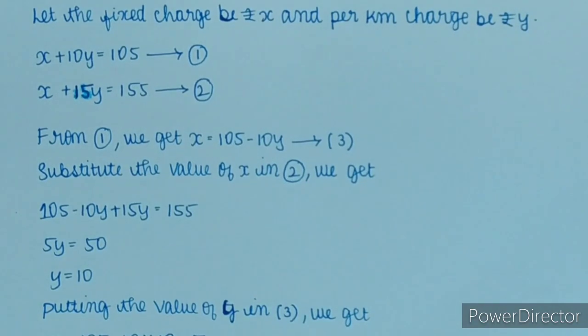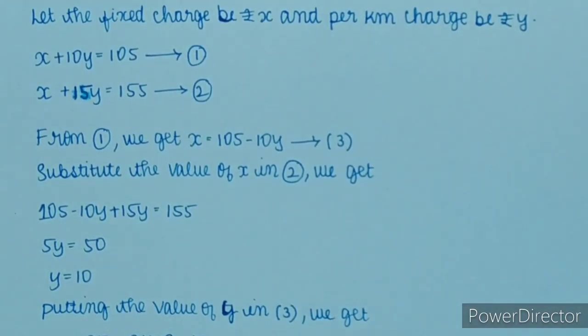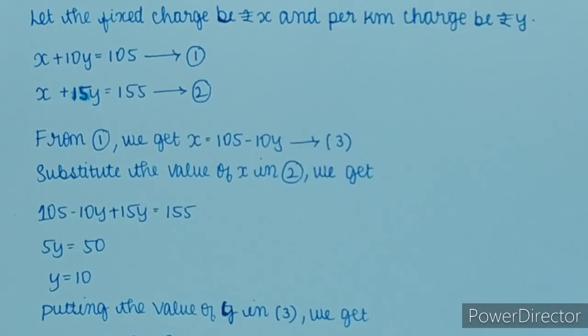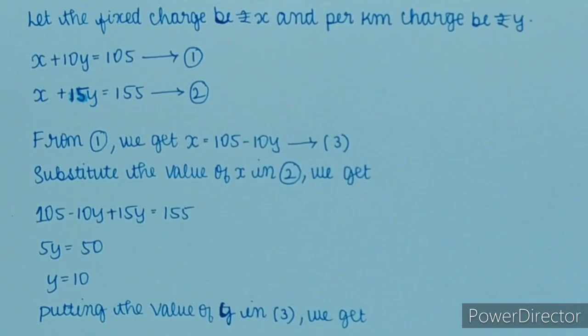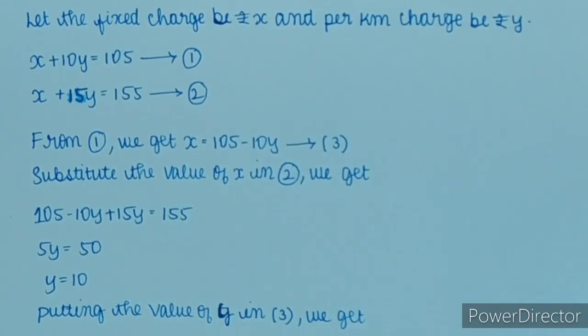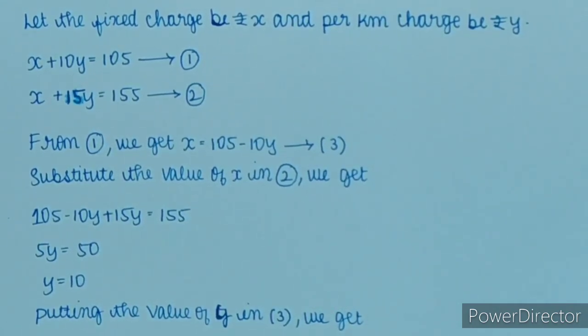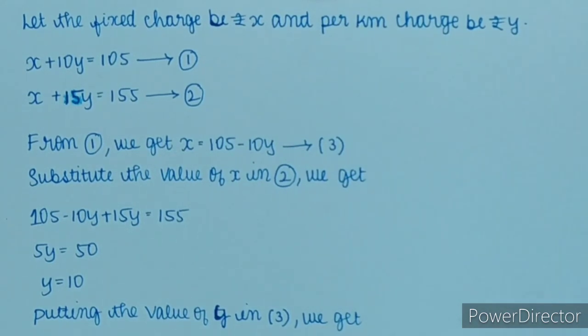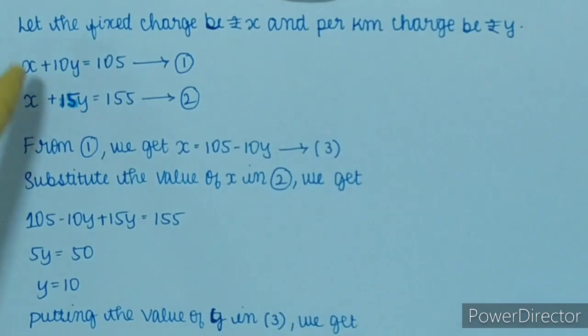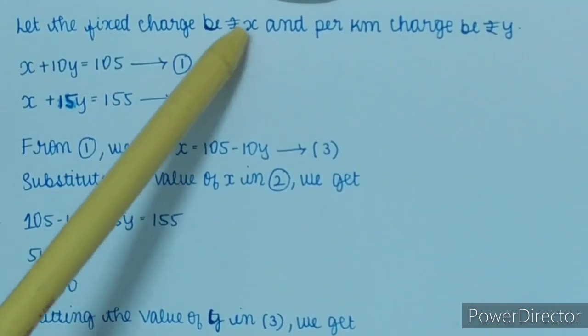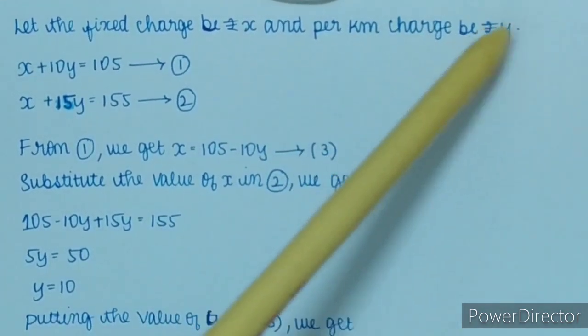Now we are going to solve the fourth subdivision of the third question of exercise 3.3, and this question is about the fixed charge and charge per kilometer of taxi charges in a city. We are going to solve this question how we solved the previous questions. Nothing very different and difficult. So the first step is to denote the x and y values. Here let the fixed charge be rupees x and per kilometer charge be rupees y.